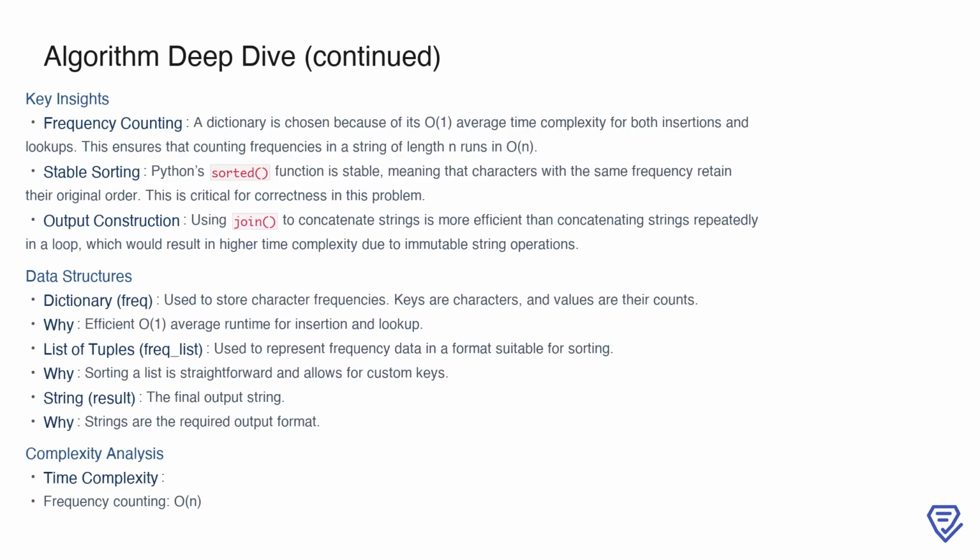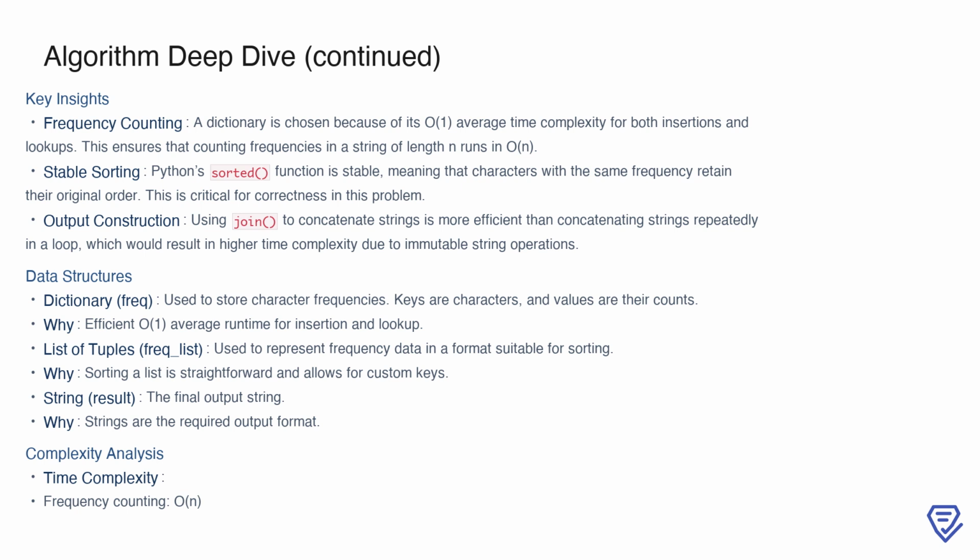Looking deeper into the algorithm, there are several key insights that highlight its efficiency and correctness. First, the use of a dictionary for frequency counting is deliberate because of its O(1) average time complexity for both insertions and lookups. This ensures that counting frequencies in a string of length n is an O(n) operation. Second, Python's sorted function plays a pivotal role because of its stability. Stable sorting guarantees that characters with the same frequency retain their original order, which is crucial for solving this problem accurately.